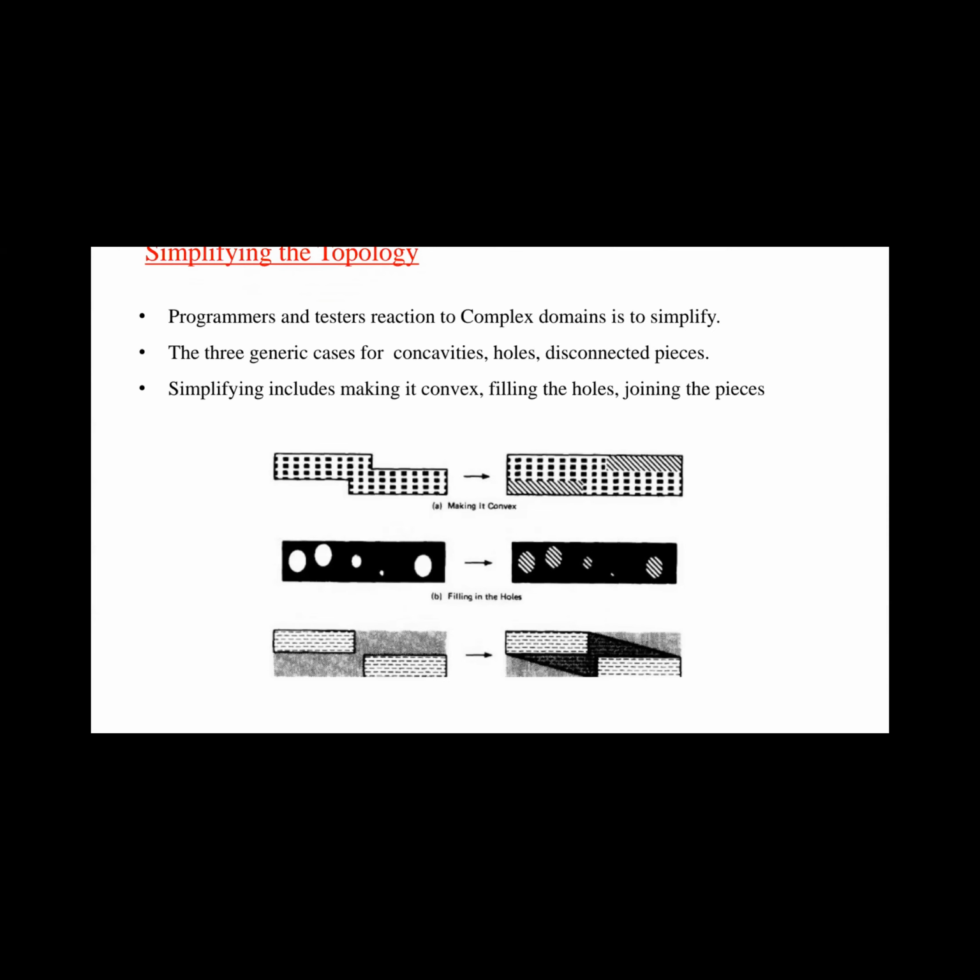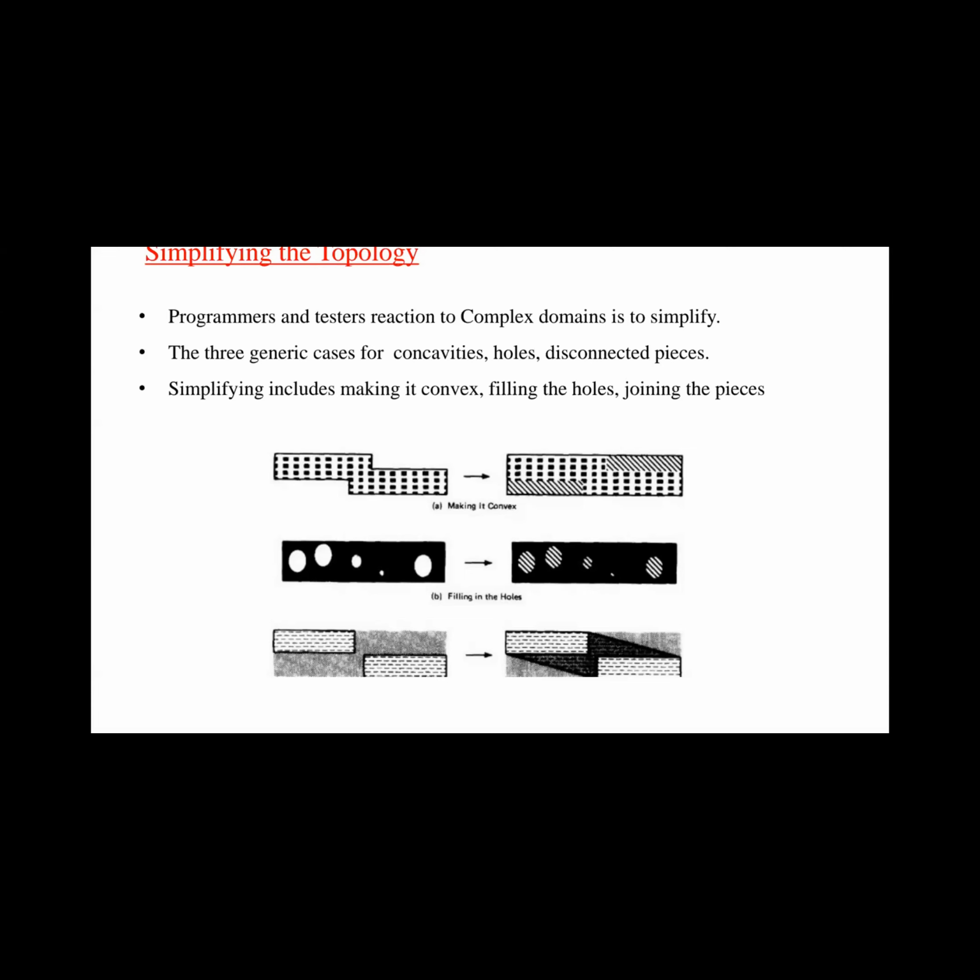See, in the boundary, we have some holes. Okay, these are all representations of concavity. These can be simplified into convex. Holes can be transformed by filling the holes. Holes are nothing but gaps in the boundaries, gaps in the range of the domain, that have to be simplified by closing the holes.